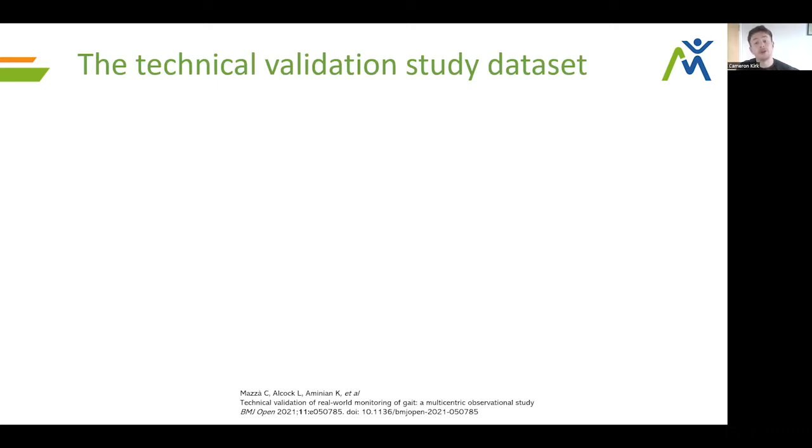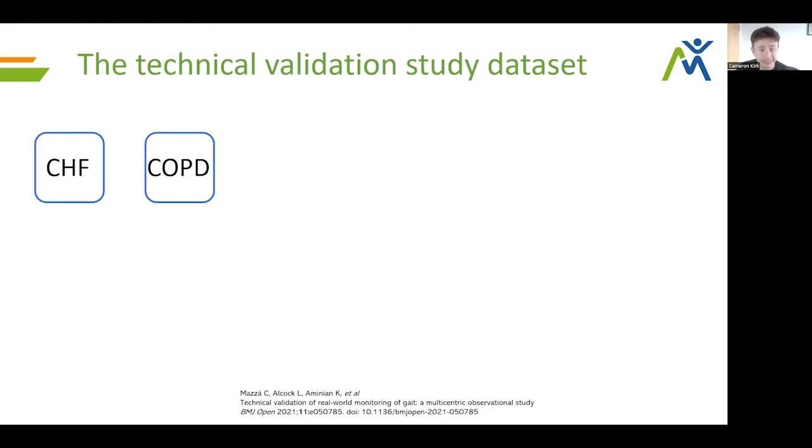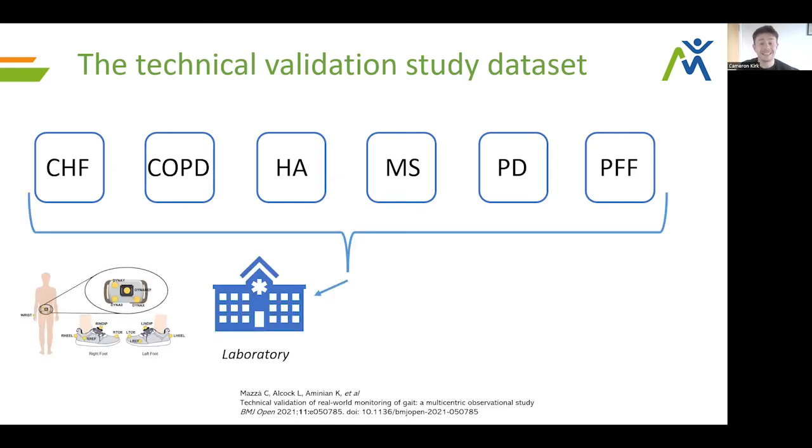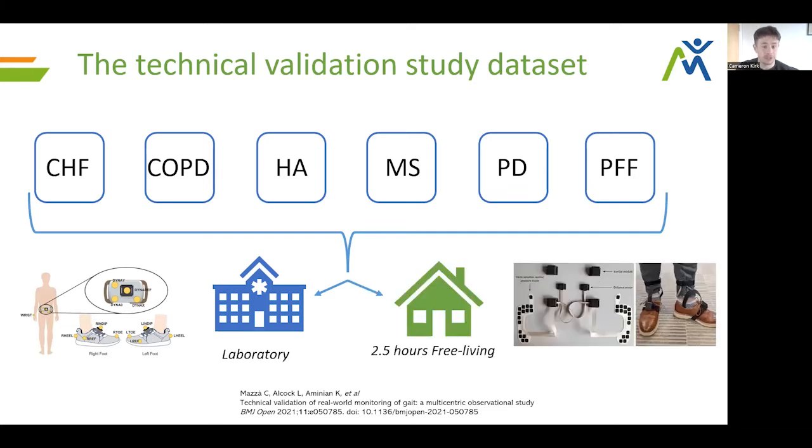So just a brief reminder of the data. We recruited participants from each of the congestive heart failure, COPD, healthy adult, multiple sclerosis, Parkinson's disease, and proximal femoral fracture cohorts. Participants were assessed over a range of tasks conducted in a laboratory environment, where mobility was measured from a single McRoberts device and a 3D motion capture system, which served as our gold standard reference.